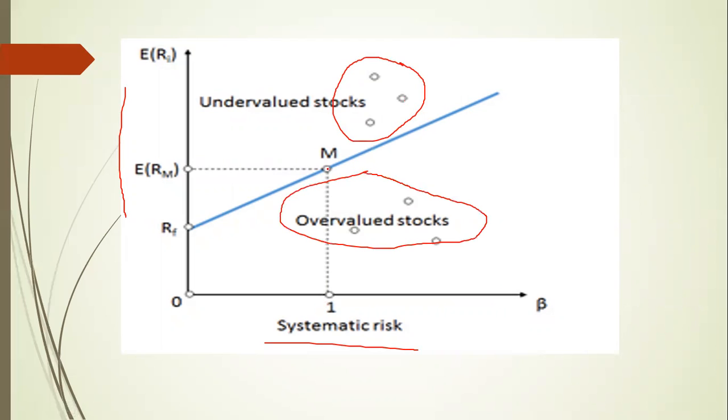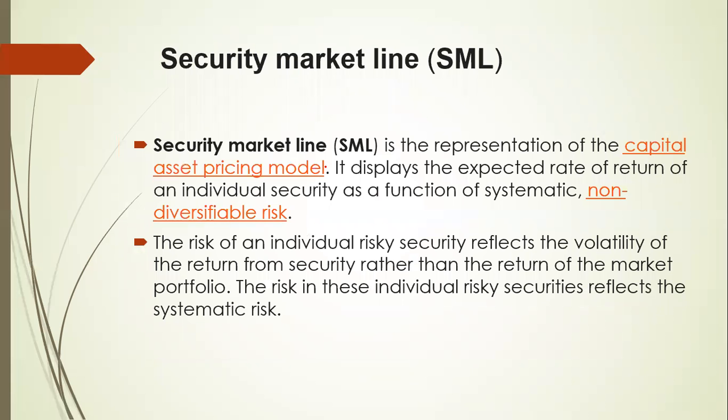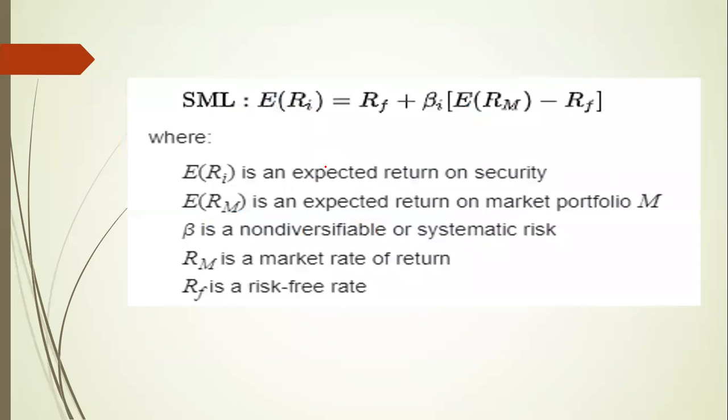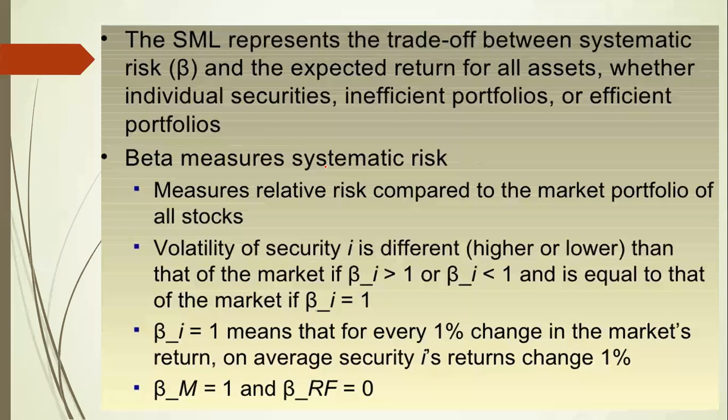So the main point is M. This is where we put all the combinations of the risk-free return and M. M is the important point over here. It is all about the relation between systematic risk and expected return. M is the point where the expected market return and the market are equal, including the risk-free.